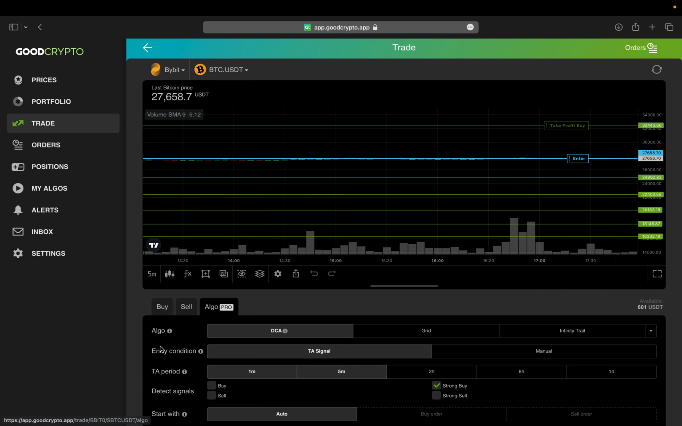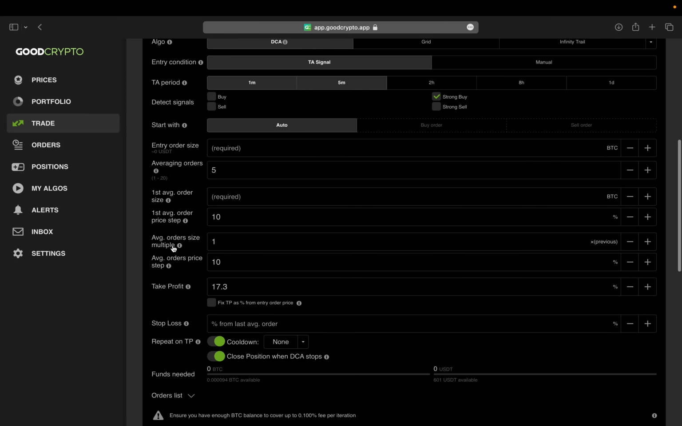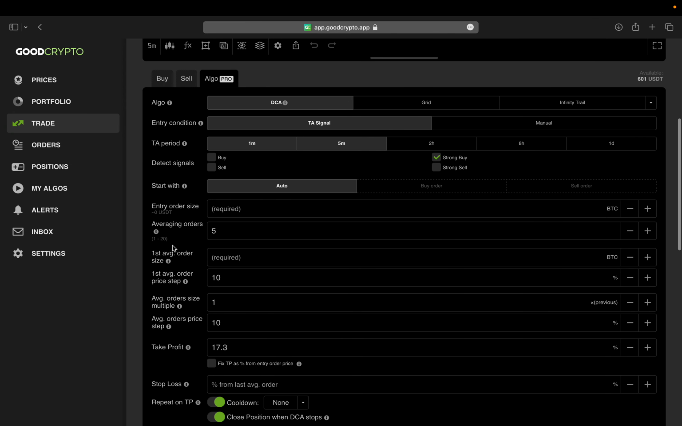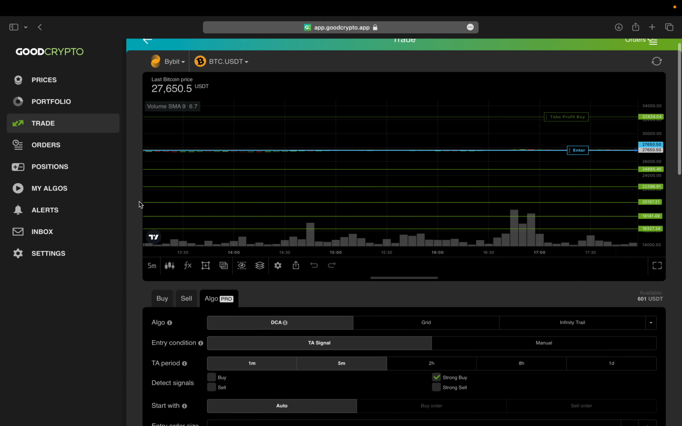There is a take profit here. It does what DCA does. If and when the take profit is hit, it will basically restart and start looking for the next strong buy signal. Once the next strong buy signal appears, it will repeat the same. Obviously, that could happen at different prices, right?